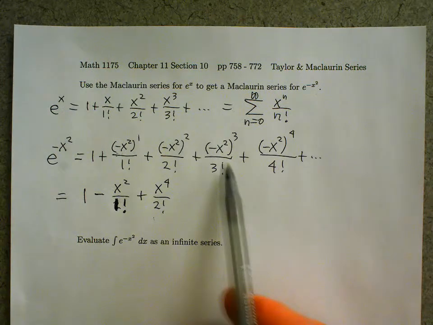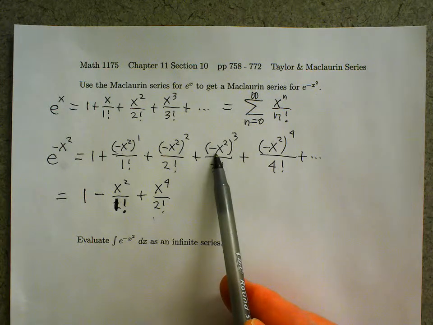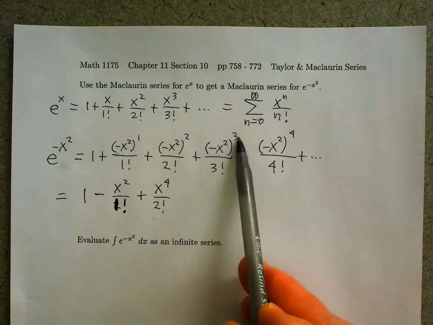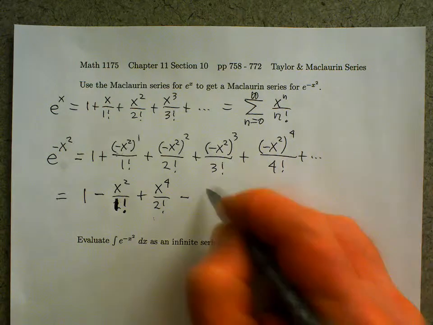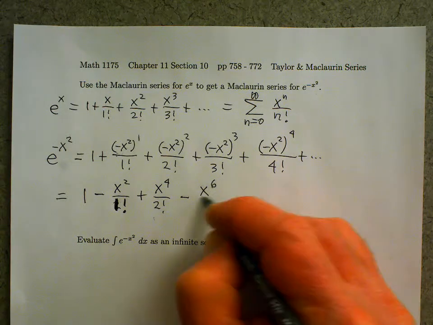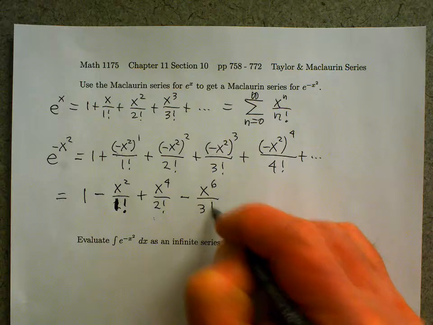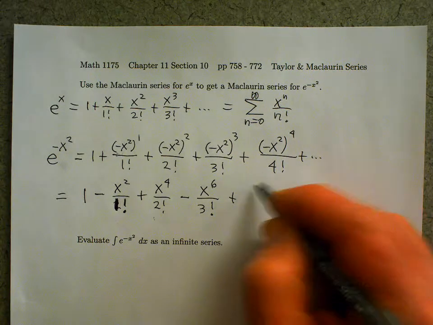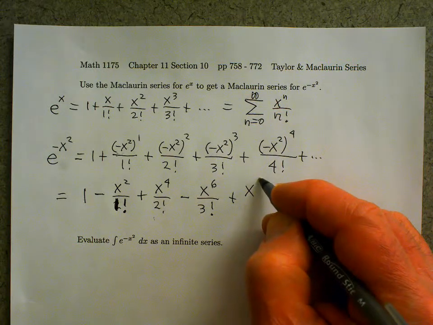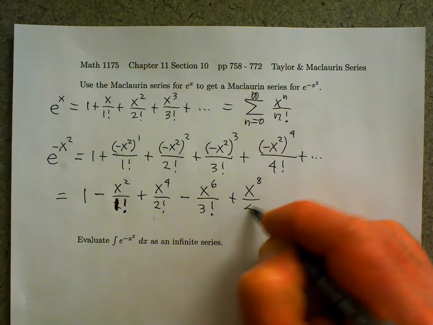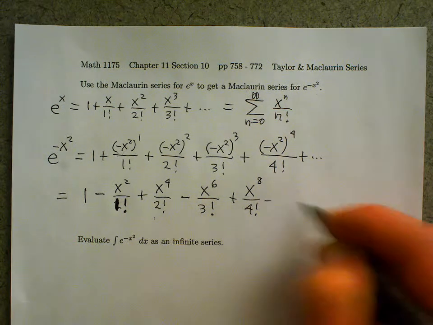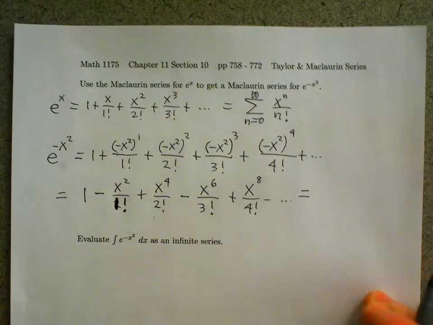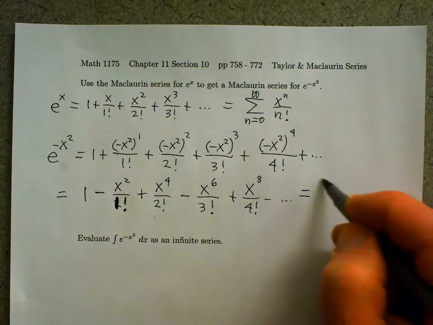Okay, the next one, when we raise the term negative x to the second to the third, we get minus x to the sixth, and then over 3 factorial, and then plus x to the eighth over 4 factorial. But we can see the pattern.